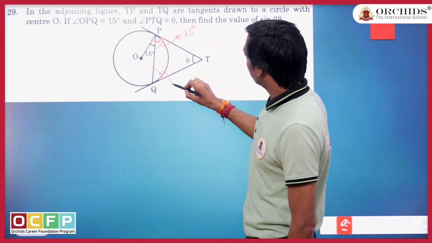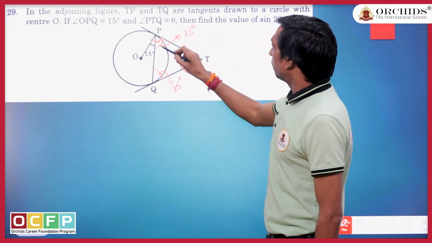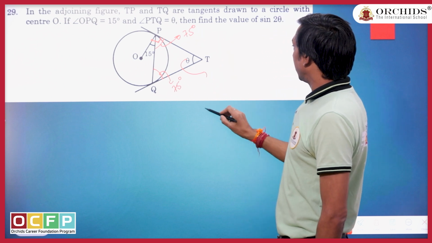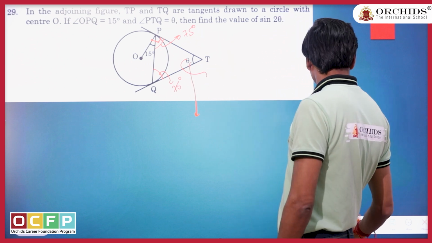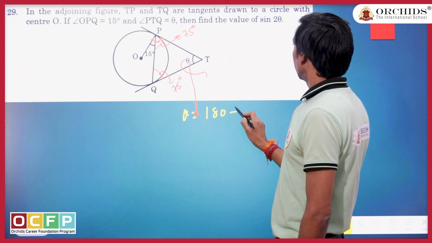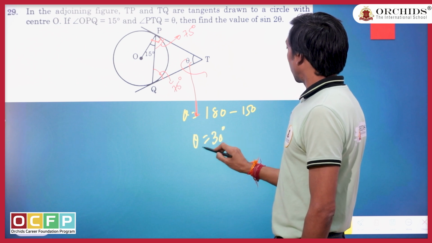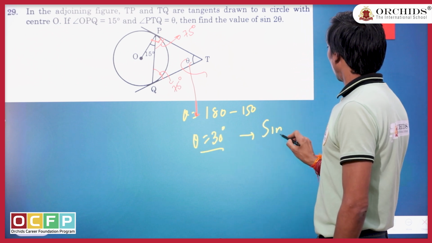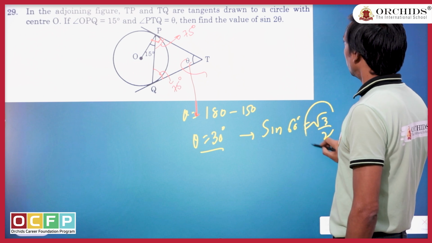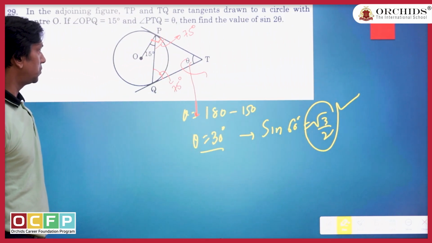So if this is 75, this is also 75 degrees, and obviously the sum of angles of a triangle is 180 degrees. So from there I'll get theta equal to 180 minus 150, so theta equal to 30 degrees. But they are not asking theta, they are asking sine of 2 theta. So sine of 2 theta means sine 60 degrees, which is equal to root 3 by 2. So this is our final value for this particular question. So this is how we have to solve this question.